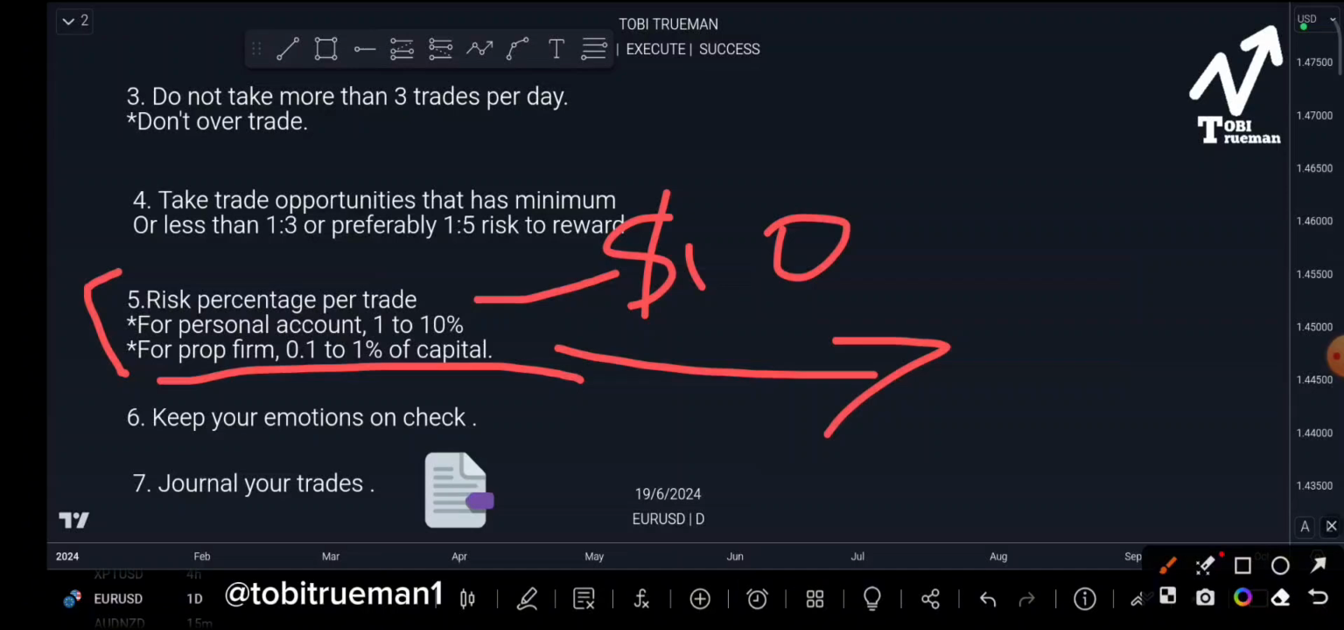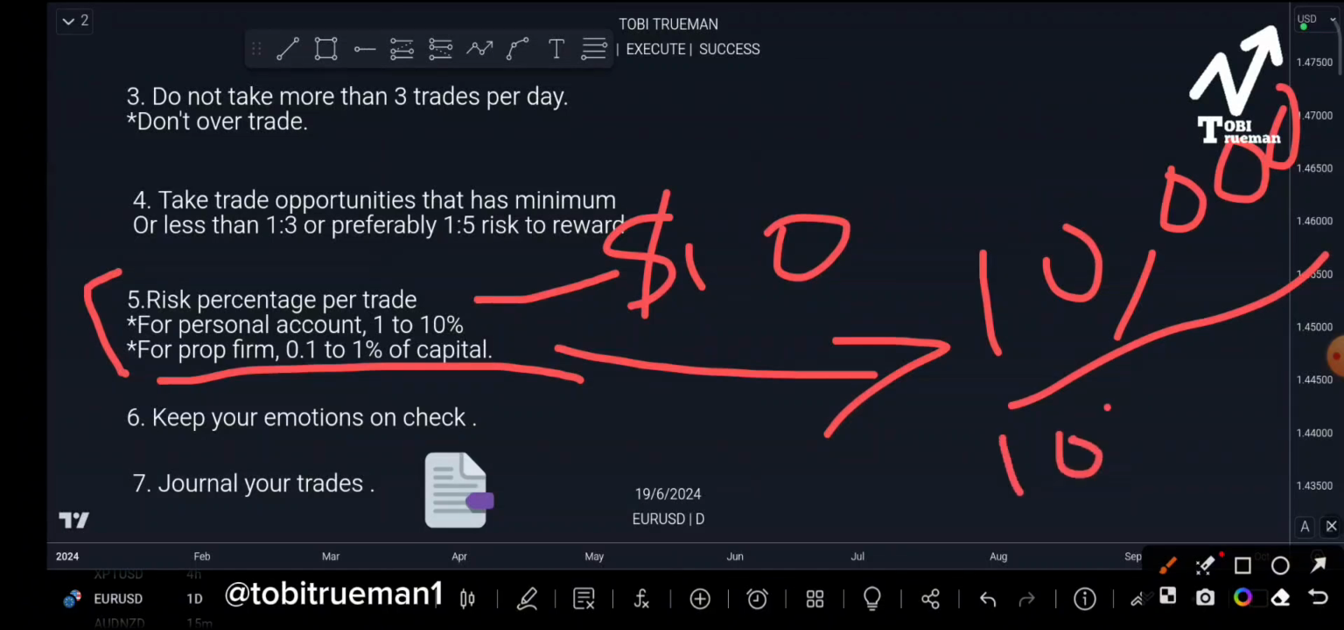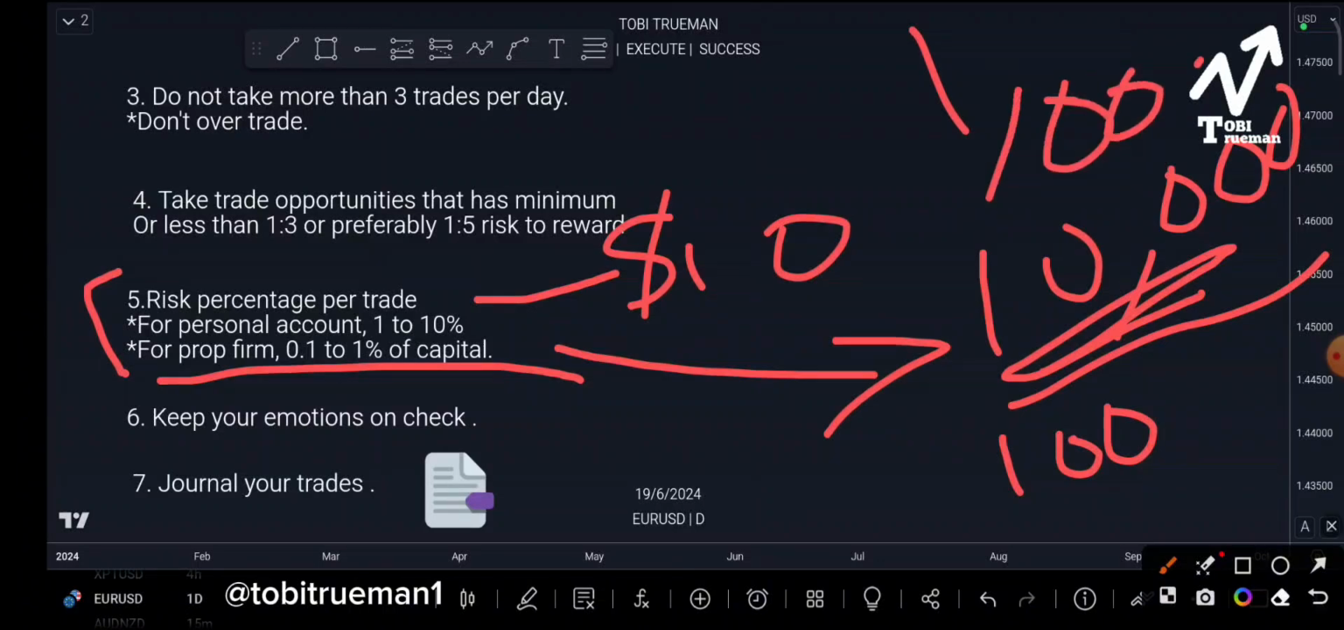For a prop firm account, maybe you have $1,000, or let's say $10,000 as the capital. For prop firm, you can see that 1% of $10,000, what does that give you? It will give us about $100. Then 10% of this will give us what? $1,000. So it's up to you to do your calculations and know which one is comfortable for you to go with.